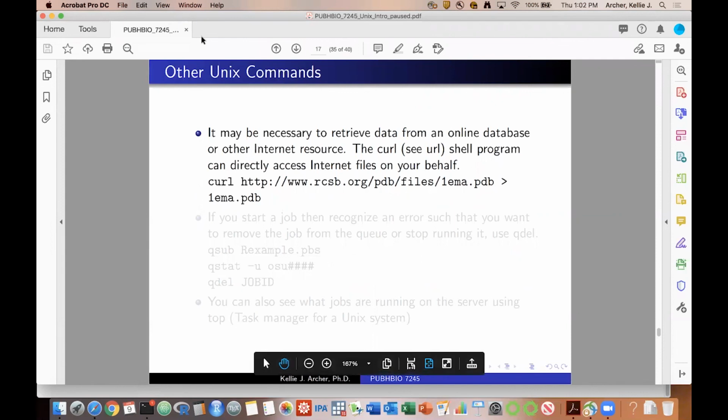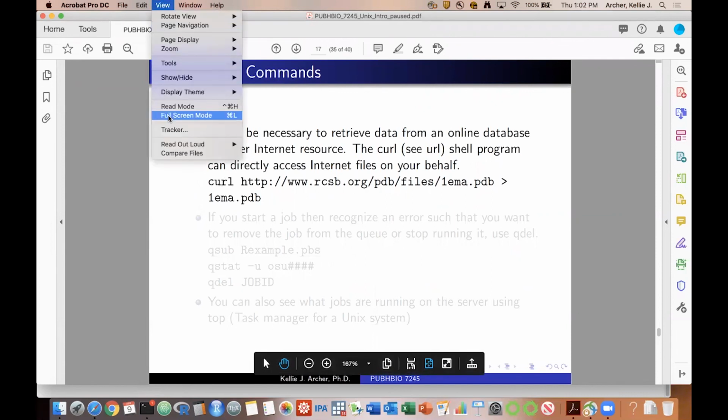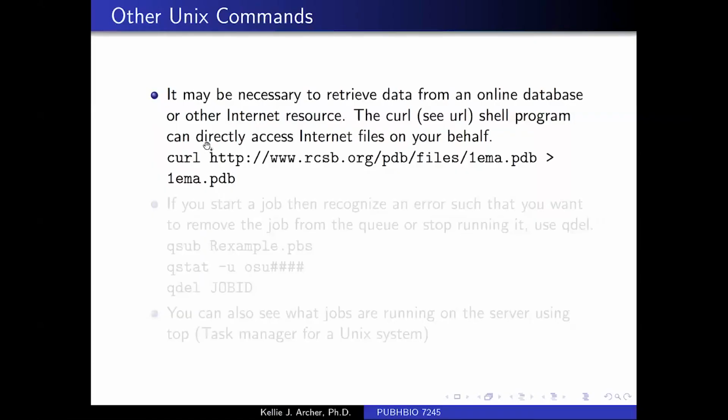Sometimes it's necessary to retrieve data from an online database. The curl command is a shell program that can directly access internet files on your behalf. For example, we could execute this command, and when we do so, it will download that file to our account. Notice what it's doing: it's curl followed by the website, and then we're using this greater than sign to put the results in this file.